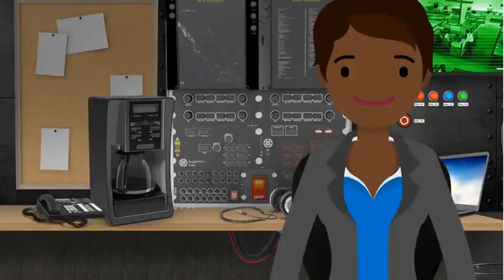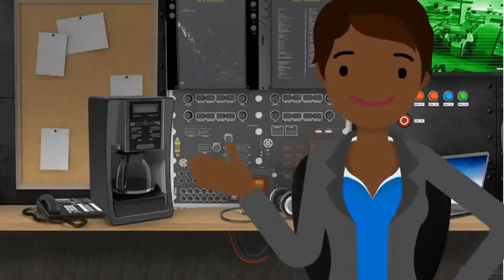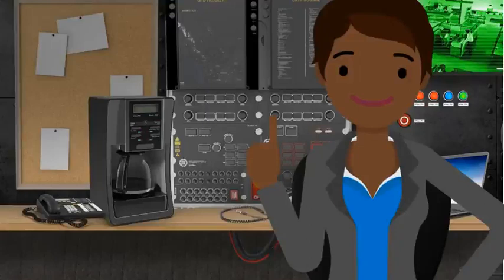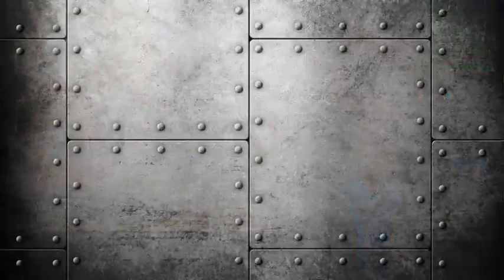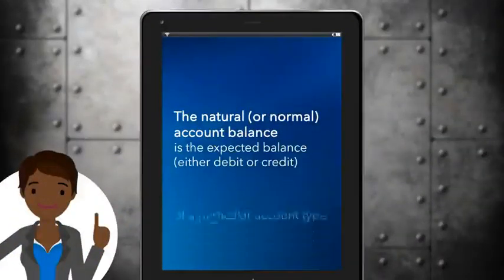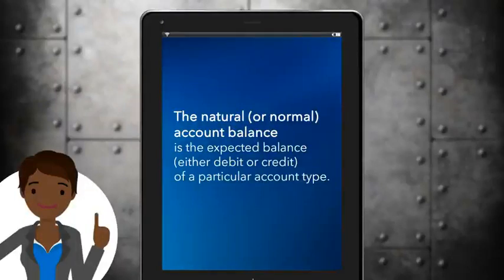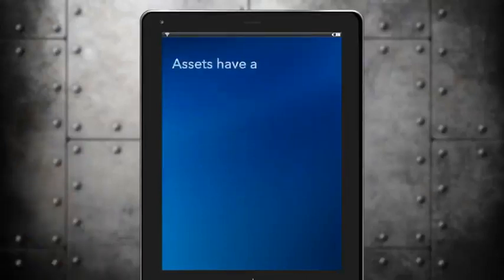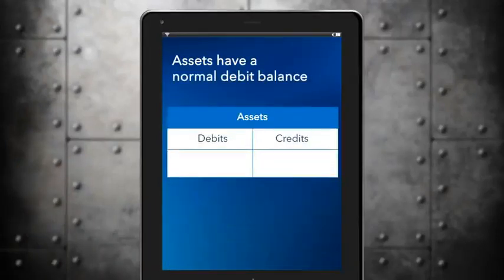Between assets and liabilities, you've been exposed to a wide variety of account types, and we haven't even gotten around to equity yet. Just as assets have a normal balance, so do liabilities. You know that each account has a debit side and a credit side. Well, the normal balance is the side where we normally expect to find the balance of the account. This is also referred to as the natural account balance. Assets have a normal debit balance, meaning we expect to find the balance of that account on the debit side. To increase an asset, we would debit it, and to decrease that asset, we would credit it.